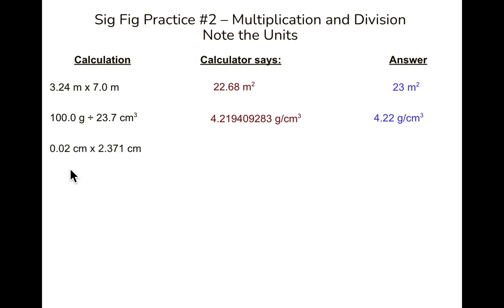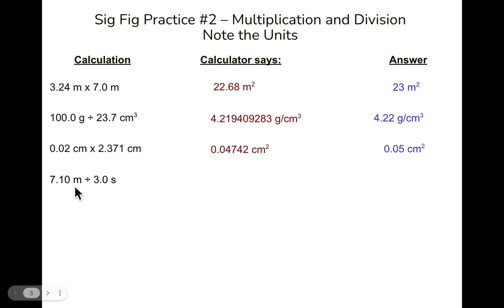All right, now this one. This one only has 1 significant digit because these are placeholder leading zeros and they don't count. This has 4. Now our calculator says this, but we can only have 1. Now remember, these leading zeros don't count, so we're going to have this digit right here. The 7 rounds up, so our correct answer, correctly rounded, would be 0.05 cubic centimeters.